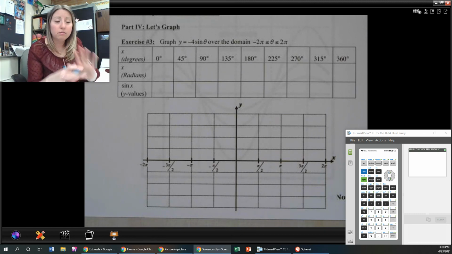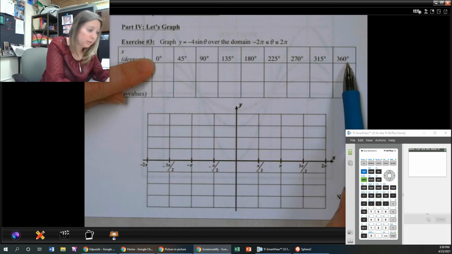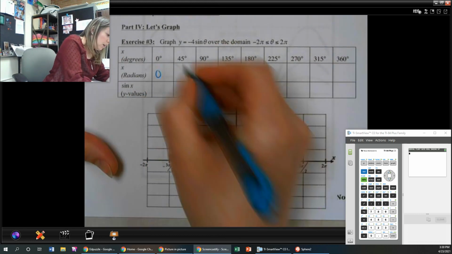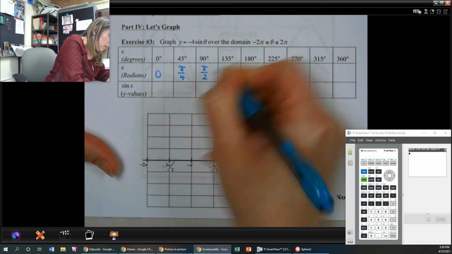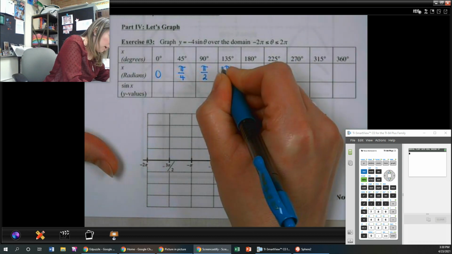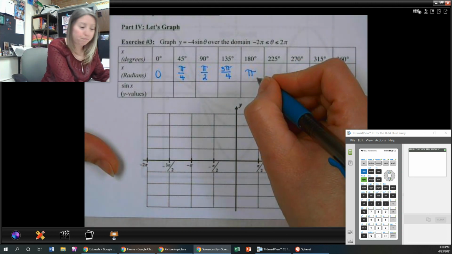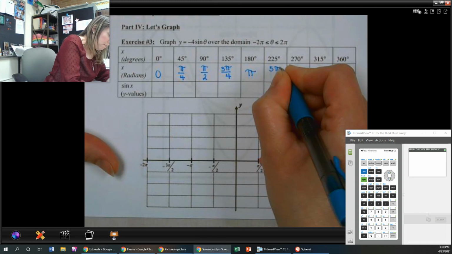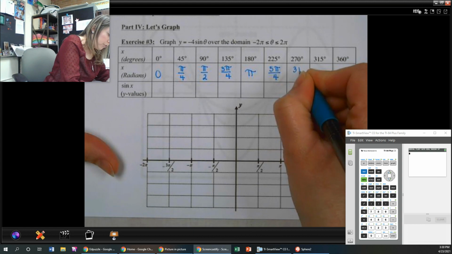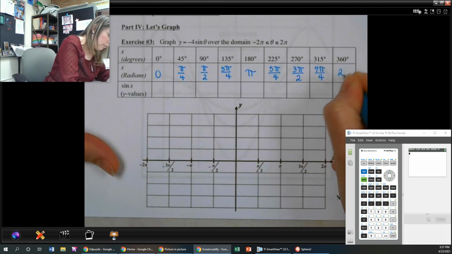Before I even start graphing it, let's just review what each of these degree measures is in radians. So of course, 0 degrees is 0 radians. 45 degrees is pi over 4. 90 degrees, pi over 2. 135 is 3 pi over 4. 180 is pi radians. That's, remember, our semicircle. Then we've got 5 pi over 4. Then we get down to 3 pi over 2. Then 315 is 7 pi over 4. And all the way up to 360, well, that's our 2 pi.